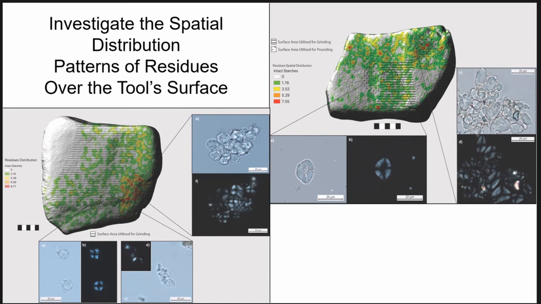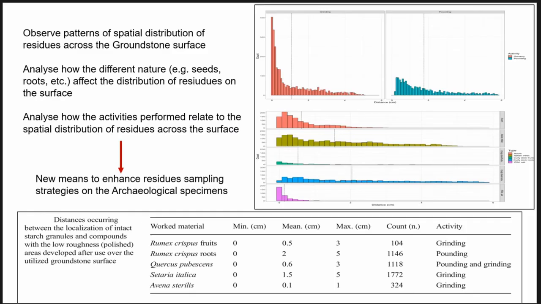Grinding was performed as well. You can see how most of the intact specimens were outside the utilized areas. And in our tool that was used for the processing of acorns, you can see in the areas where pounding was performed, we found most of the intact specimens, while on the area used for grinding, most of the starches were localized outside. So in this way, we managed to observe patterns related to the spatial distributions of residues across the surface of our tools.